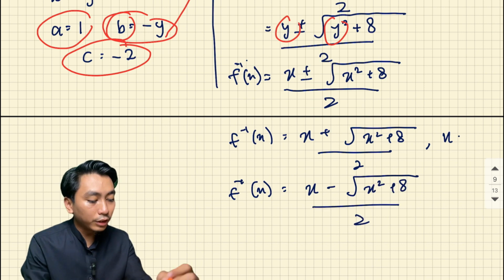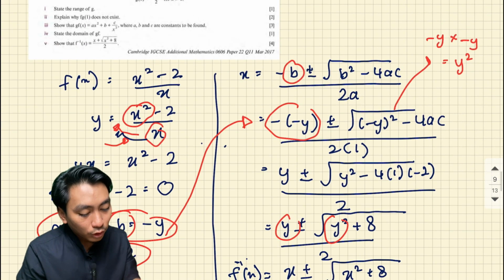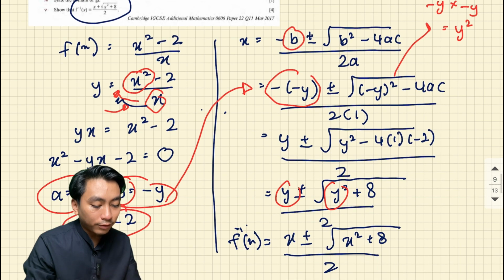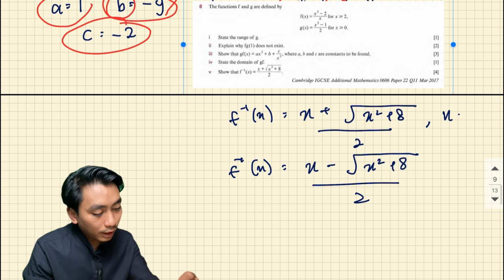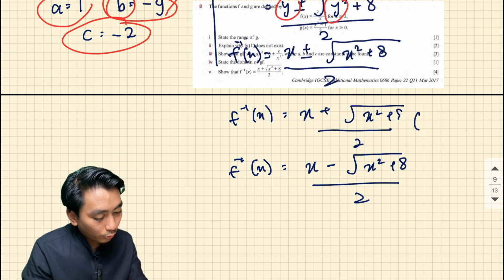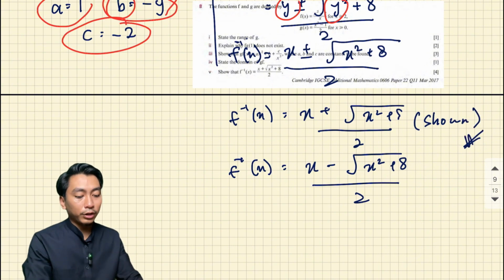But for this question, you do not have to put the minus, because the equation wants you to put it in this form, which means we have done it. We bring it here. It is the same, and the last thing you have to do is put it like this. Shown. So that is how you do it for this question.